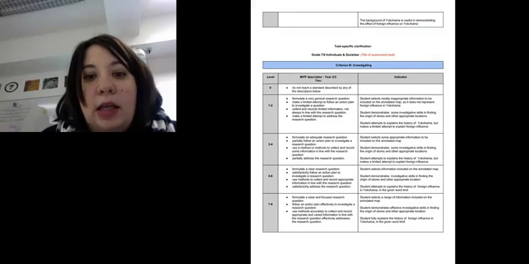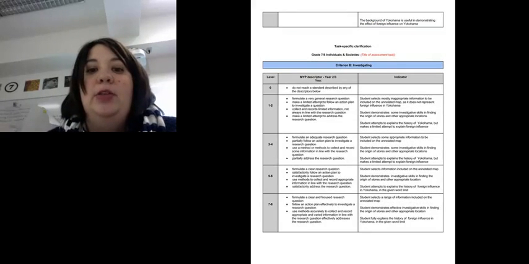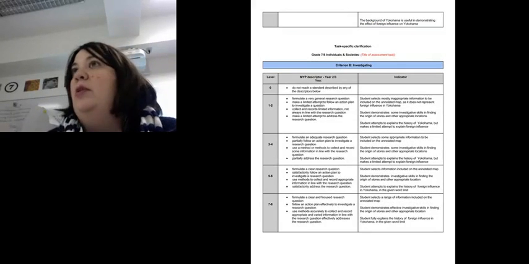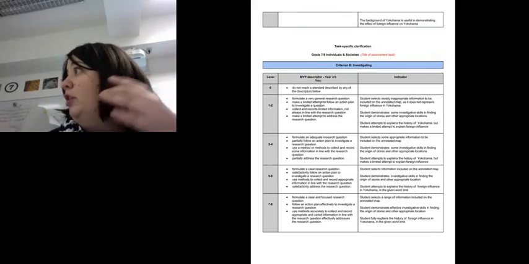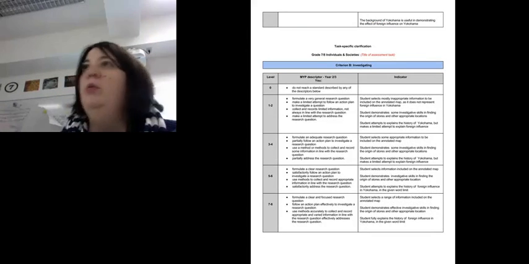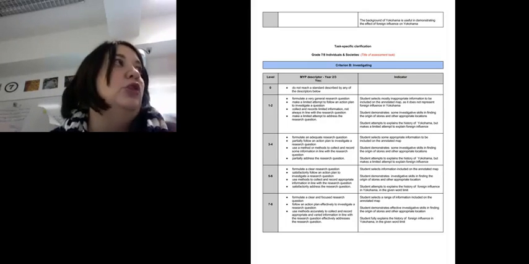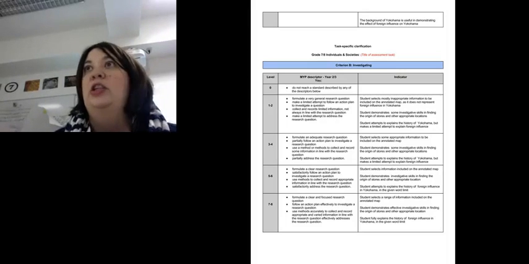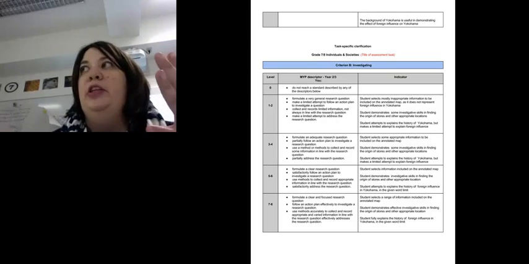And then finally, the background of Yokohama is useful in demonstrating the effect of foreign influence on Yokohama. So that's thinking about your history of Yokohama, that 200, 300 word section. This is, do you know your stuff? Do you understand what globalization is? Do you have an understanding of globalization in Yokohama?